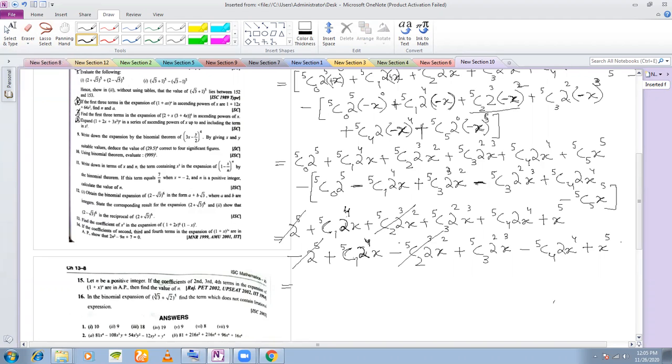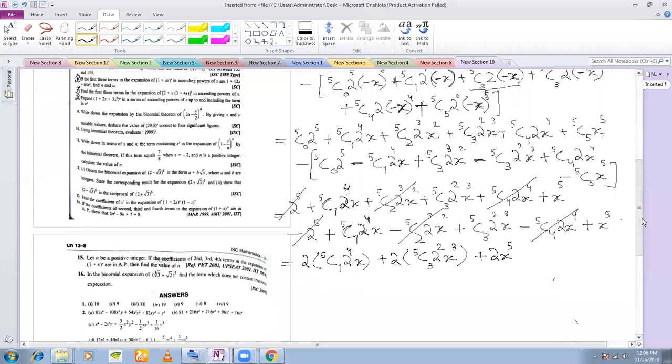Okay, so this 5c2 term cancelled off. 5c3 term remains. 5c4 term cancels off. And x to the power of 5 remains. So what are you left with? You are left with 5c1 twice of 5c1, 2 to the power of 4x. This one is left. 5c3 term is left, plus twice 5c3, 2 square x cube. And I have a 2x to the power of 5. These three are the only terms that are left.